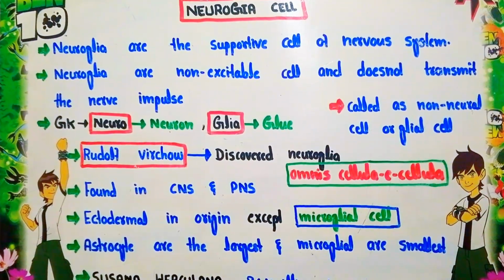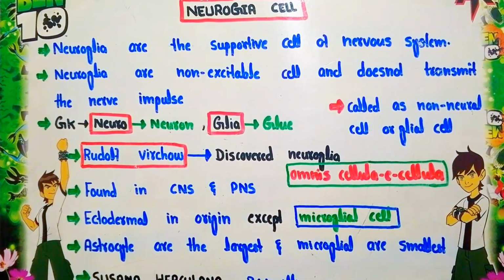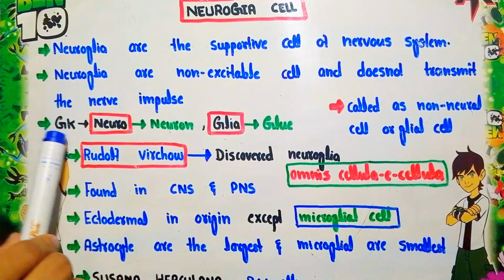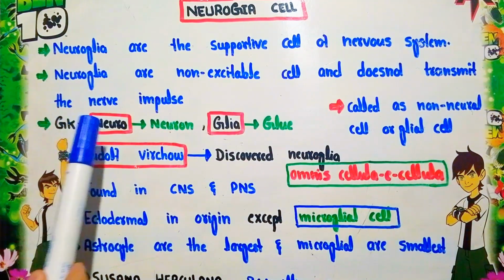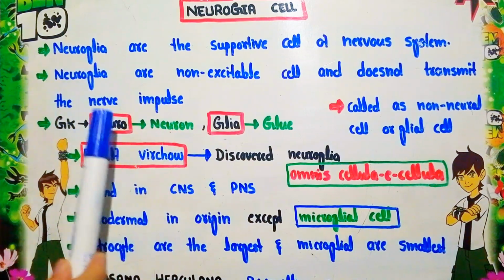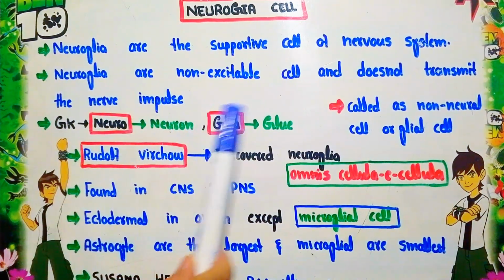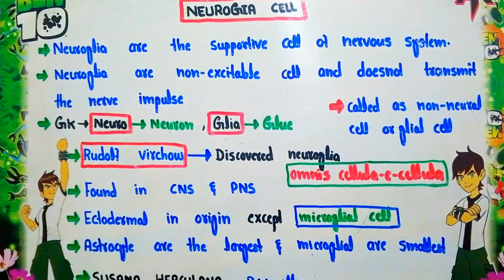Now the second one is the etymology of neuroglia. Neuroglia is derived from two Greek words. The first one is neuro, which indicates neuron, while the second term is glia, which means glue. So what does it indicate? It was supposed that these glia cells hold the neurons together. That's why they are called glue cells.